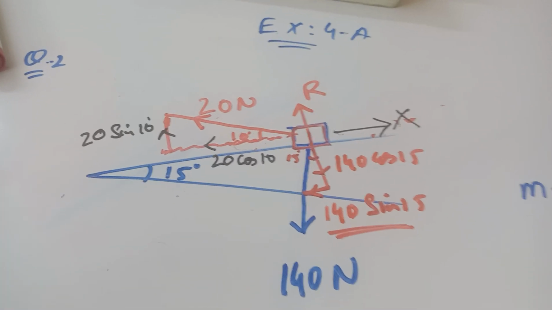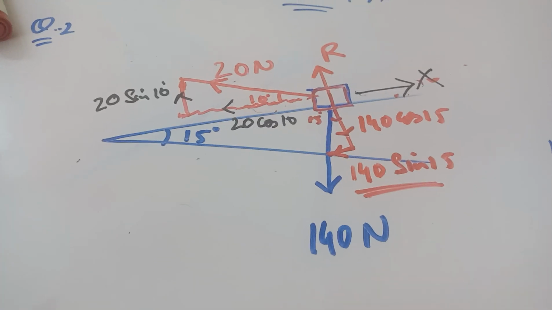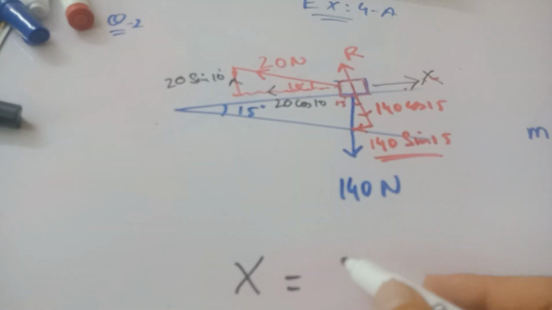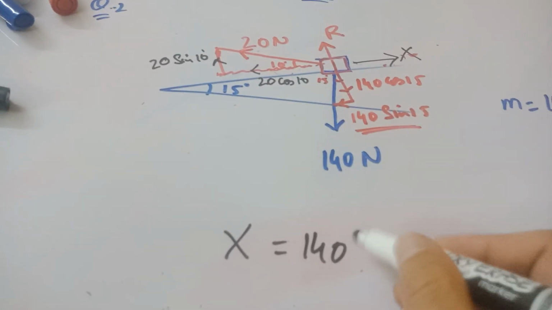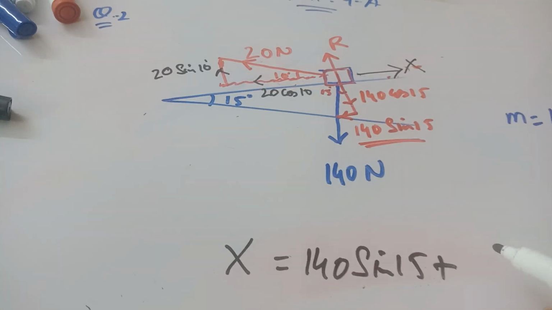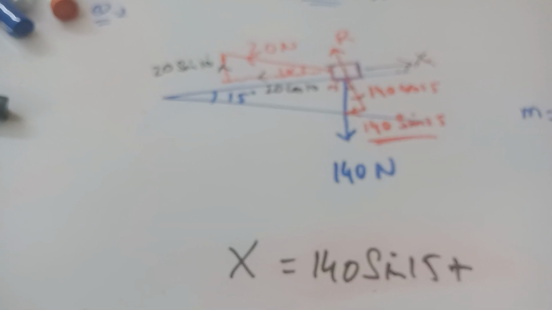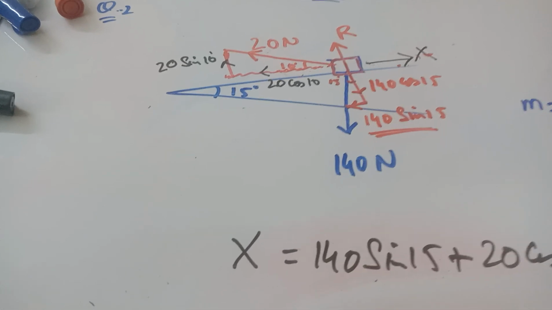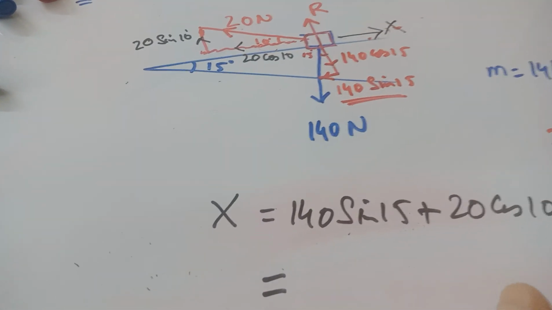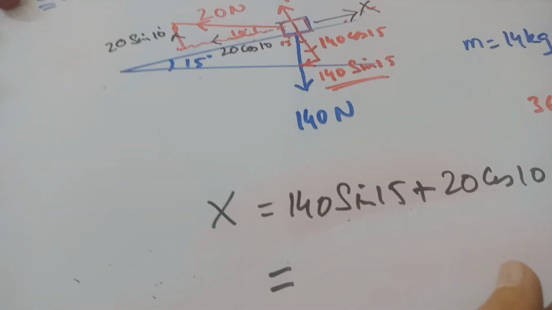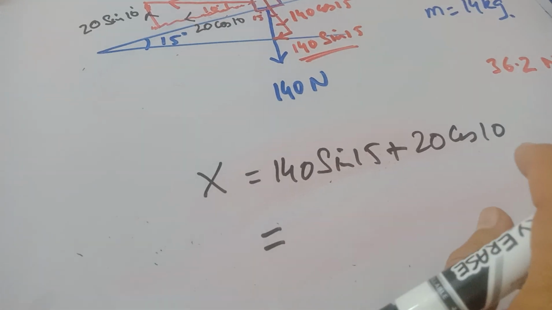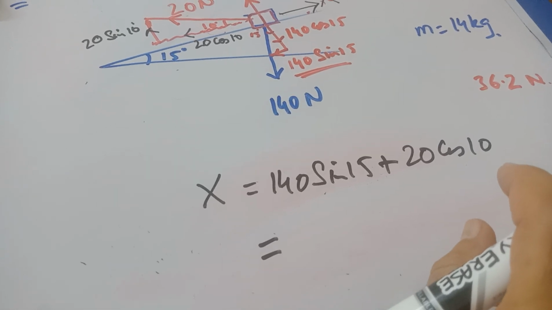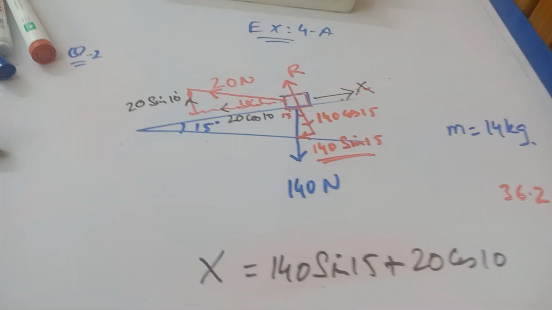So now this x, which is going to be up the plane, would be 140 sine 15 plus 20 cos 10. Okay, so this much you can use your calculators to find the frictional force over here. Now the last part, when it is pulled up by a force, find the size and direction. You can do the last part yourself.